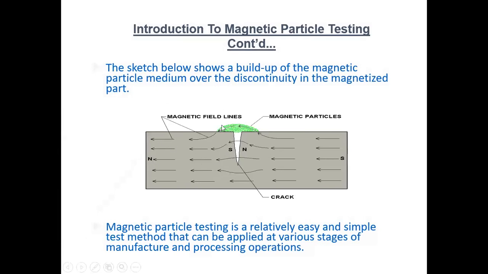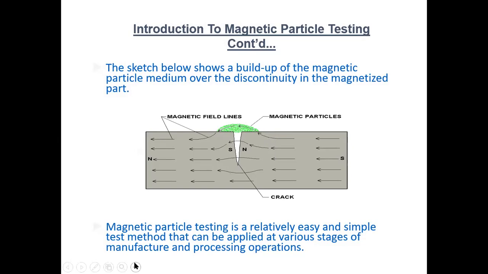Now let's see the sketch. This is the job, and after application of current, the job becomes a magnet. This is the north pole, this is the south pole, and these are the lines of force. Lines of force always travel the path of least resistance, and at the defect there is air, which offers more resistance to the lines of force. That's why some of the lines of force come out here, and we get north and south poles, and there is attraction towards iron particles.